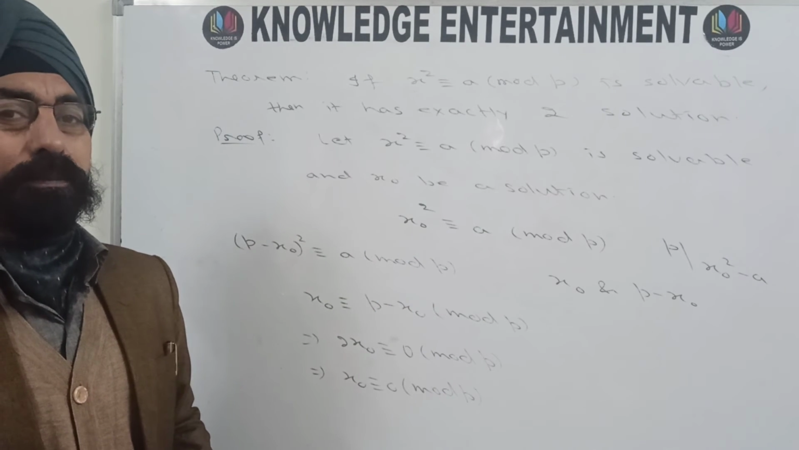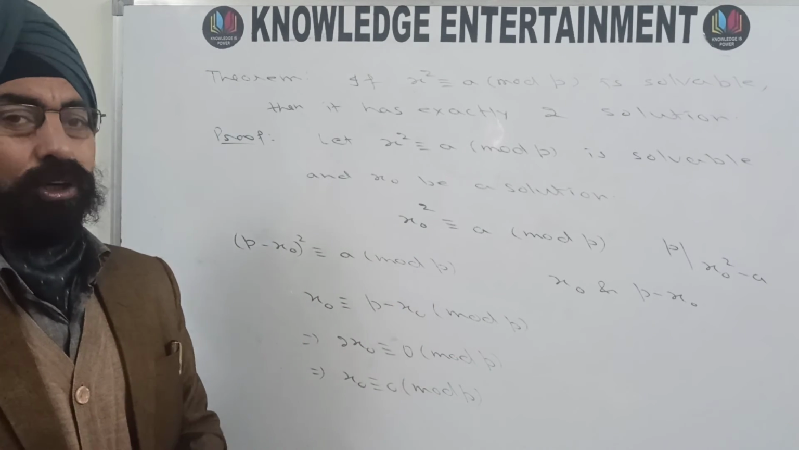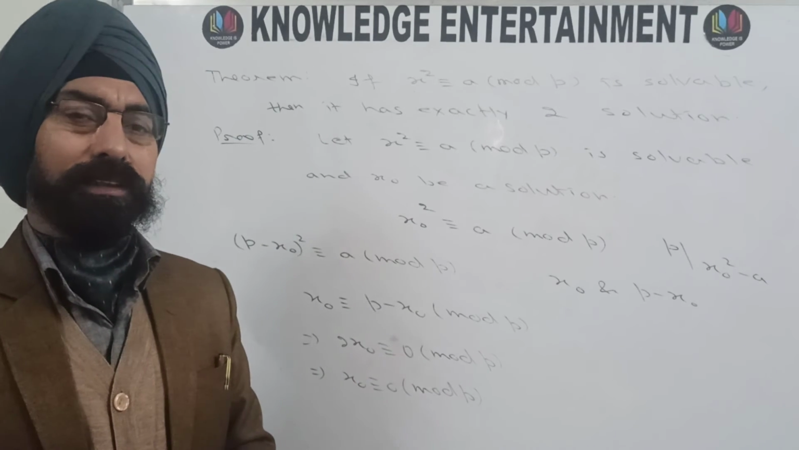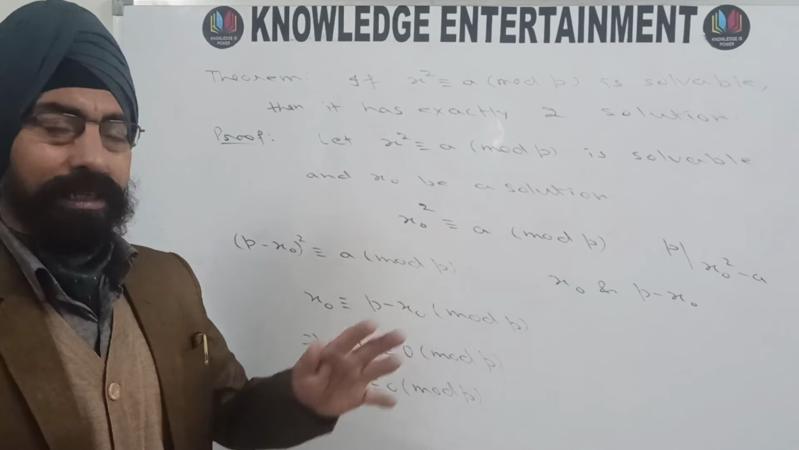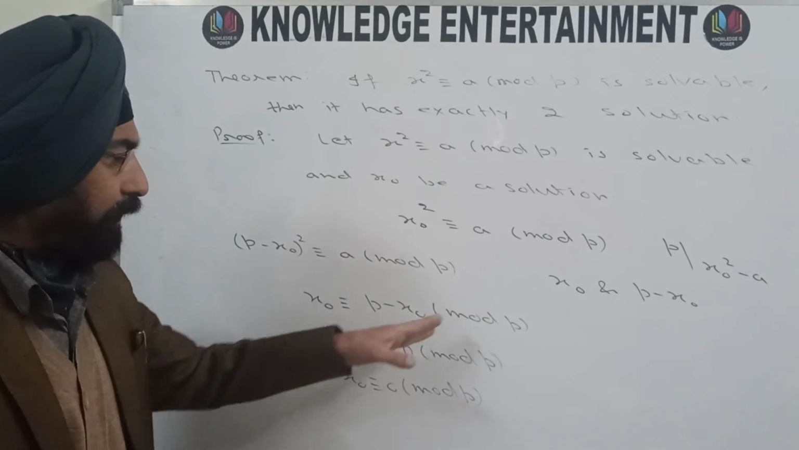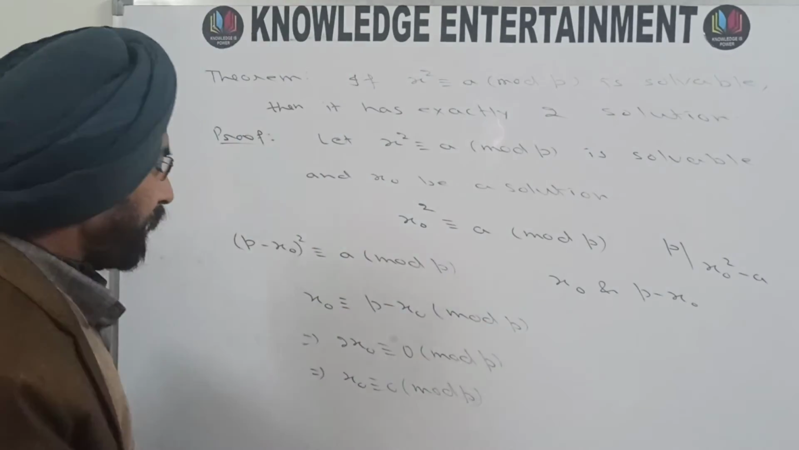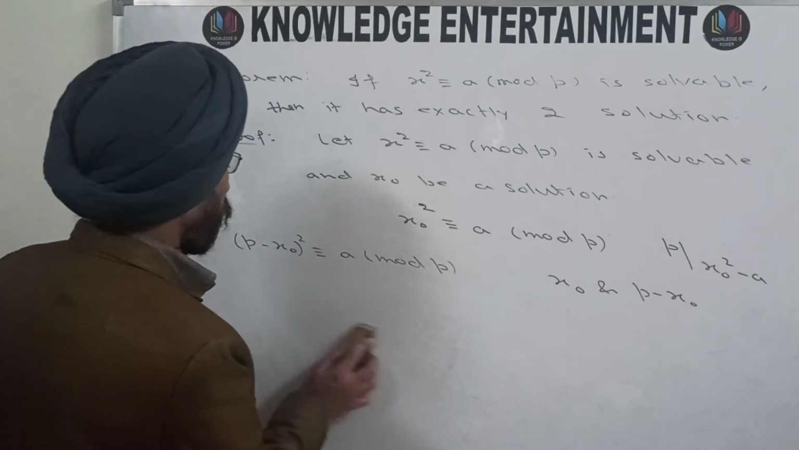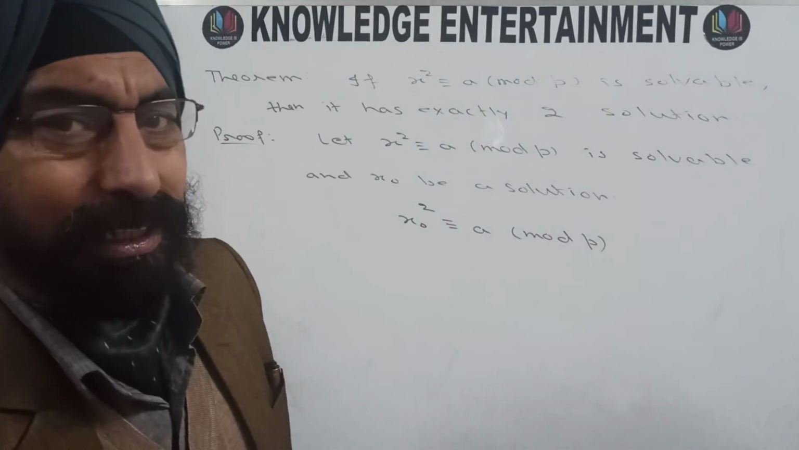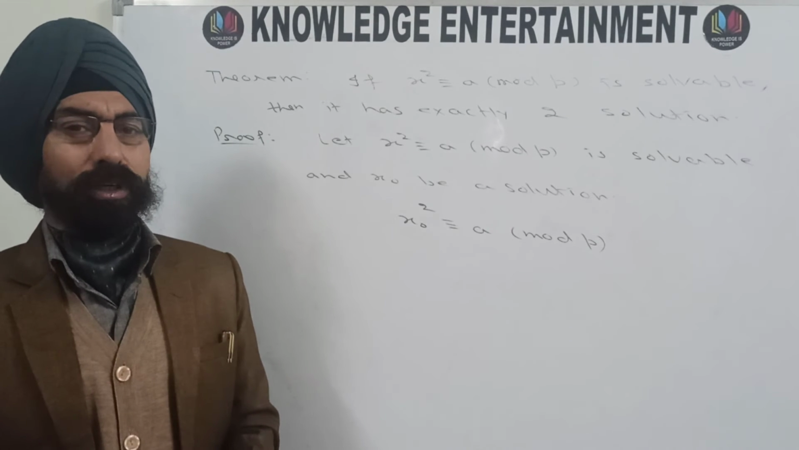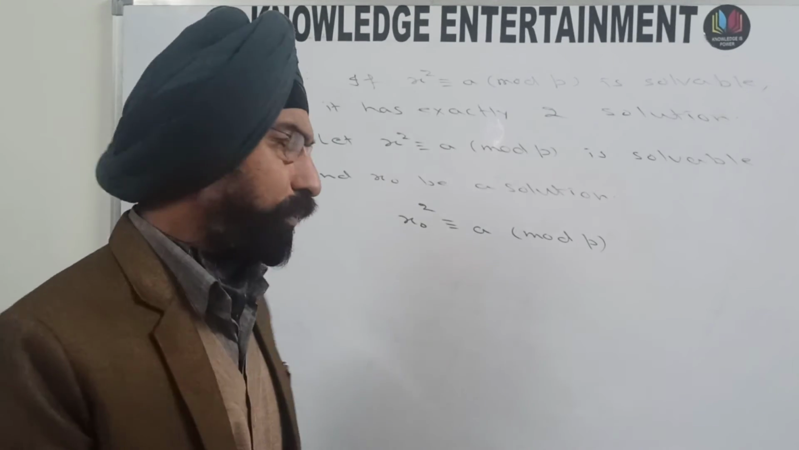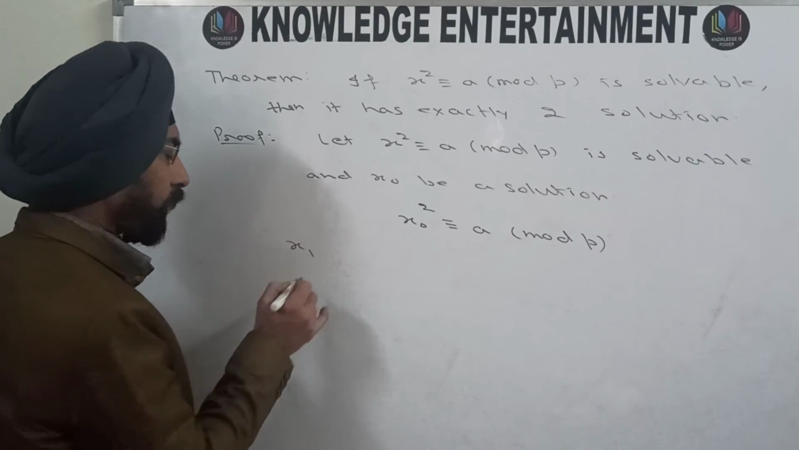But a is a positive integer, because if a is 0, then GCD of a and p cannot be 1, which is an essential condition for a to be a quadratic residue modulo p. So this is not possible. That means x naught and p minus x naught are incongruent solutions. So we have two solutions now. One is x naught and the other one is p minus x naught. And now we have to show that there is no third solution. Suppose, if possible, there is another solution x1.